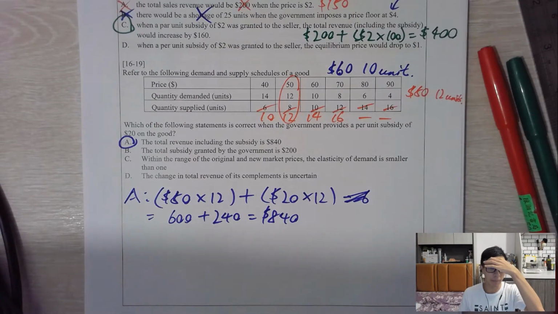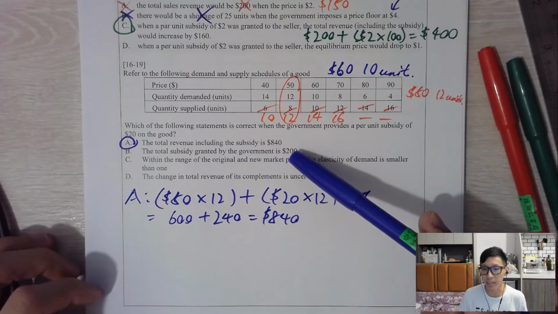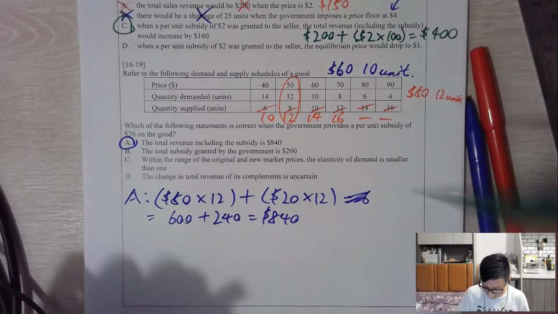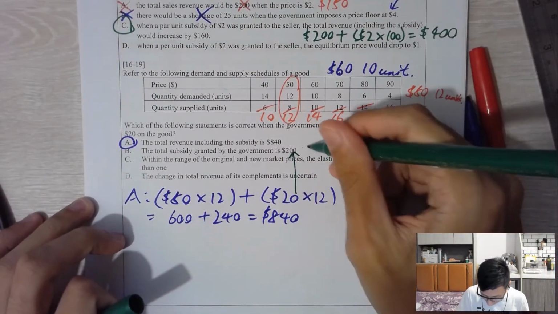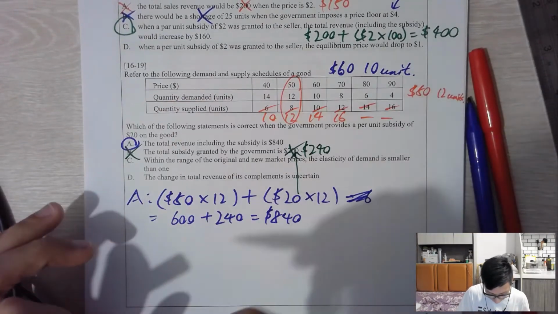Now let's look at B, C and D. Okay, total subsidy granted by the government. No, we know that it should be 240. 係咪頭先計咗啦，240 not 200, so B is not correct.